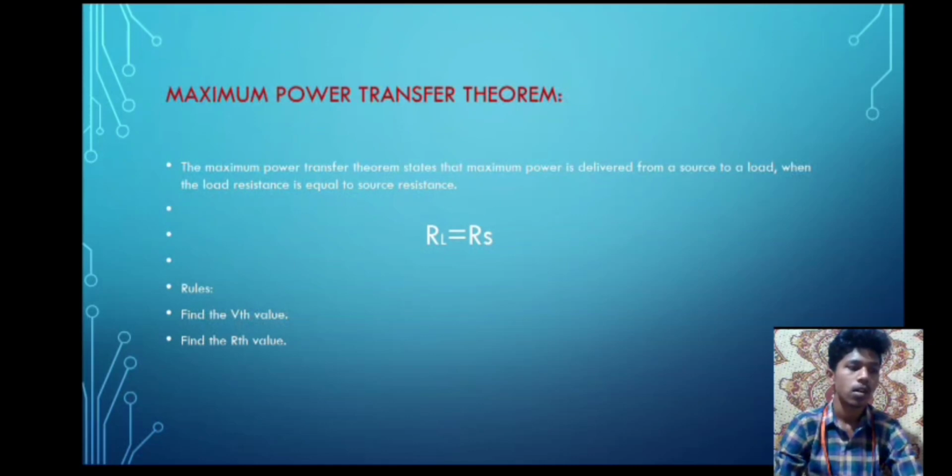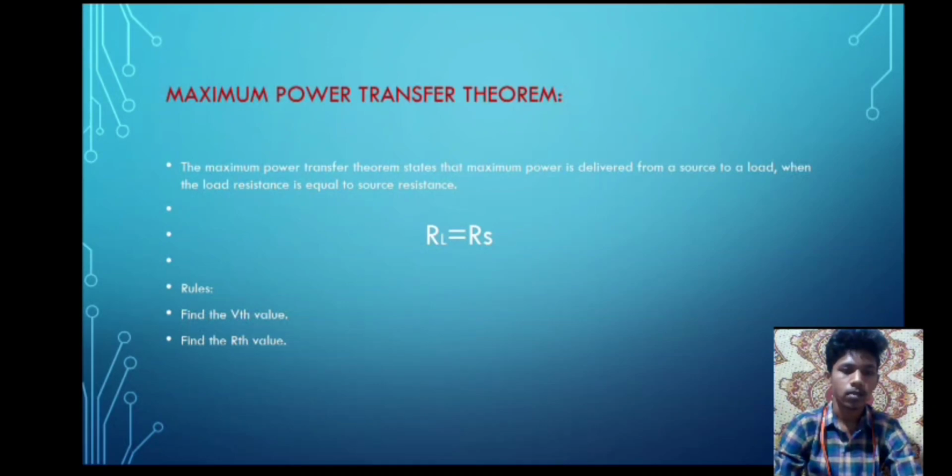It means the maximum power transfer theorem explains that to generate maximum external power through a finite internal resistance in a DC network, the resistance of a given load must be equal to the resistance of the available source.